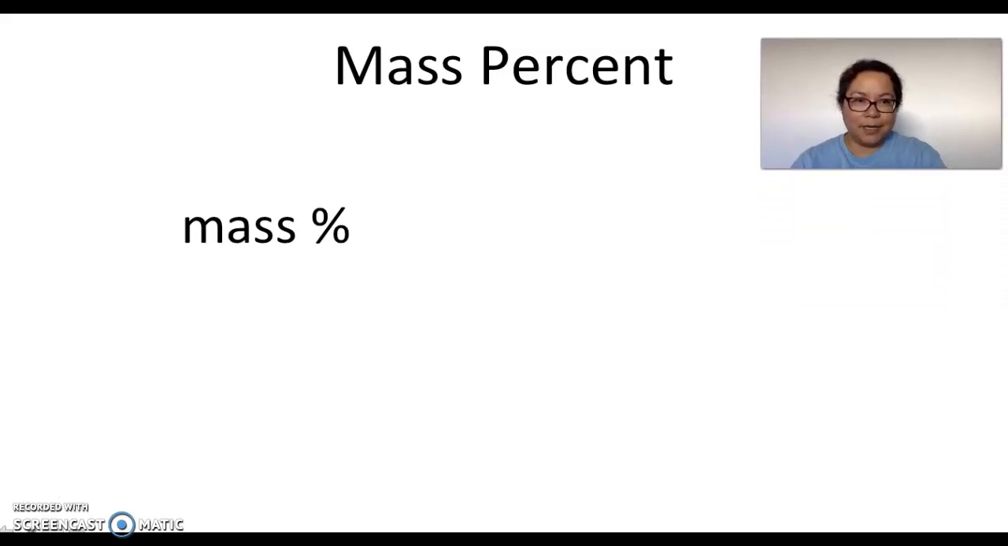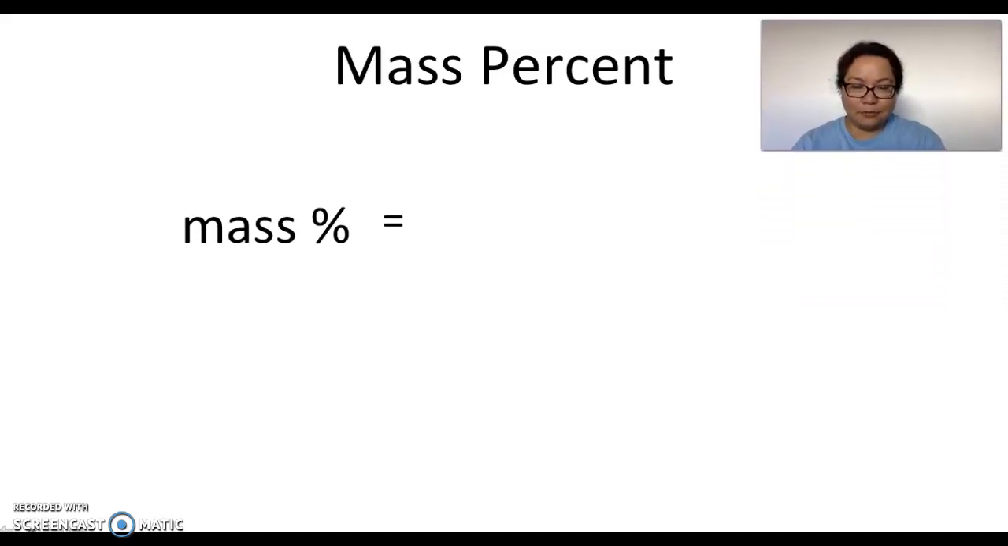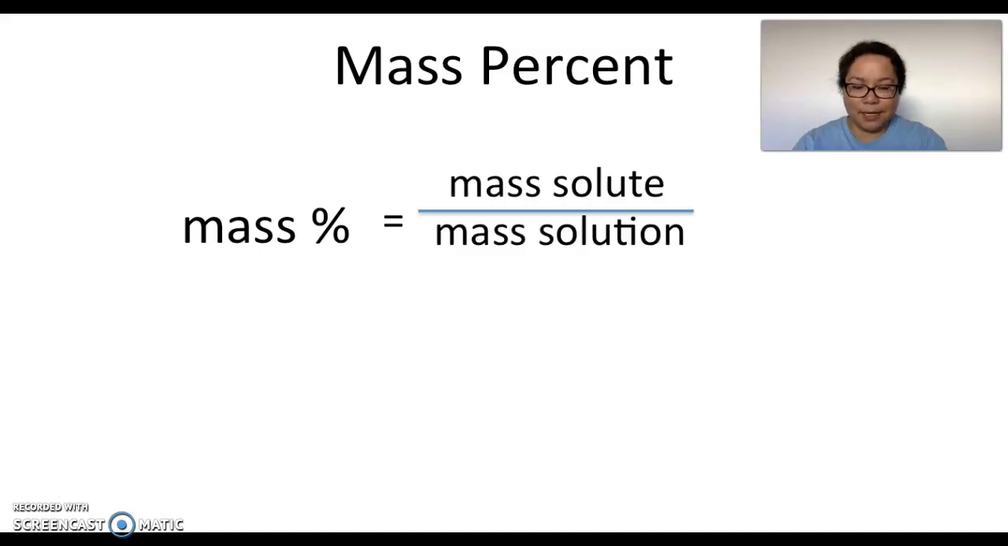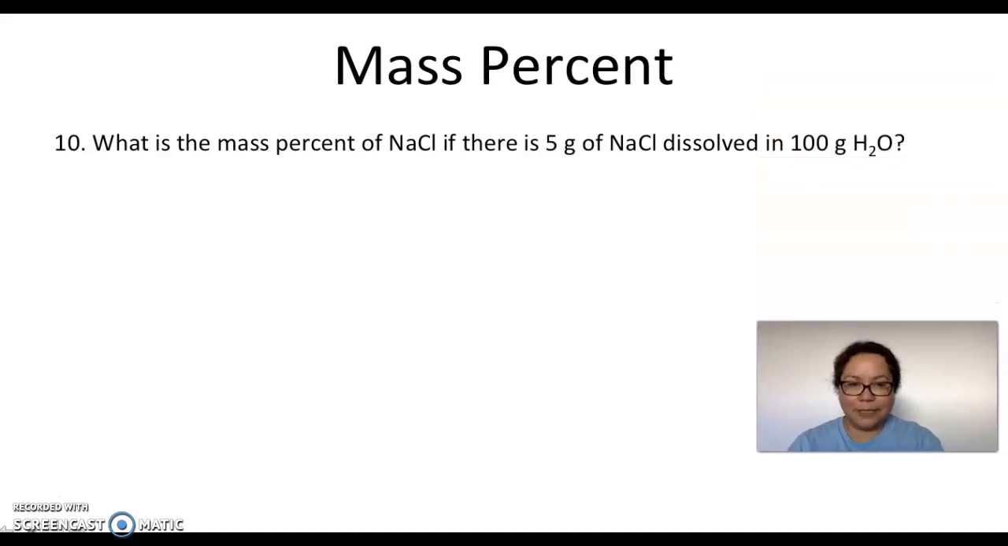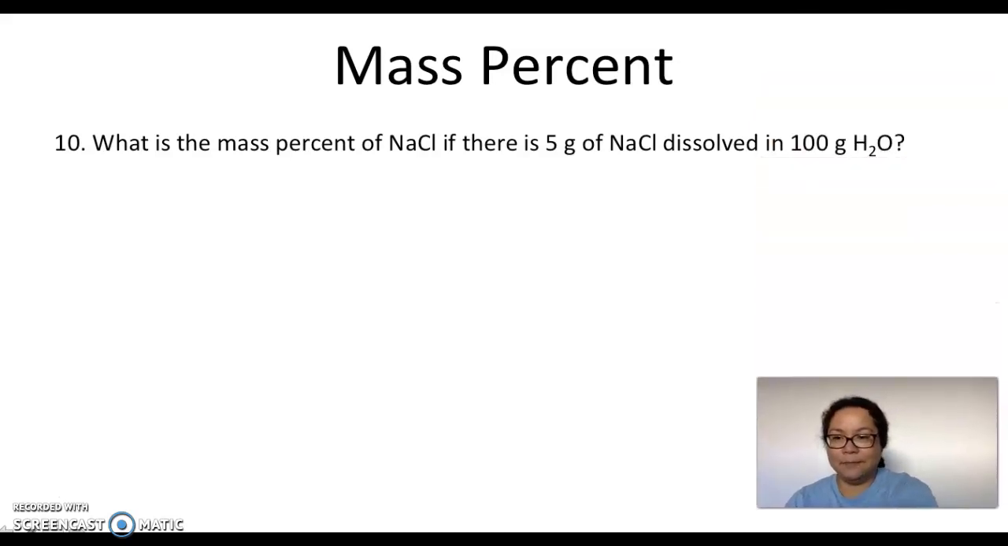you can solve it by writing mass percent equals the mass of the solute divided by the mass of the solution times 100. Don't forget about multiplying the 100 part so you can get the actual mass percentage. Otherwise, you'll be left with a small decimal number. Okay, so the problem that we're going to do next in terms of mass percent is number 10.